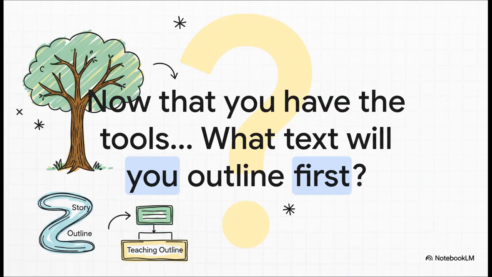So there you have it. You've got the framework, you've got the tools to break down and actually understand any complex text that comes your way. You know how to find the branches and the twigs for any story or any argument. So the only question is, what text are you going to tackle first?